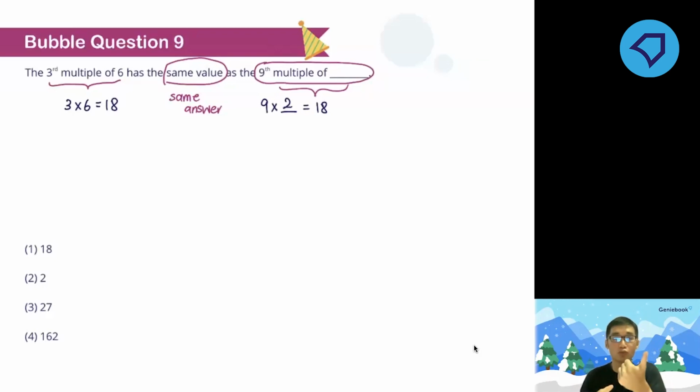Right? You can always count. 2, 4, 6, 8, 10, 12, 14, 16, 18. The ninth multiple of 2 is 18. So that's why the answer to this question is 2.